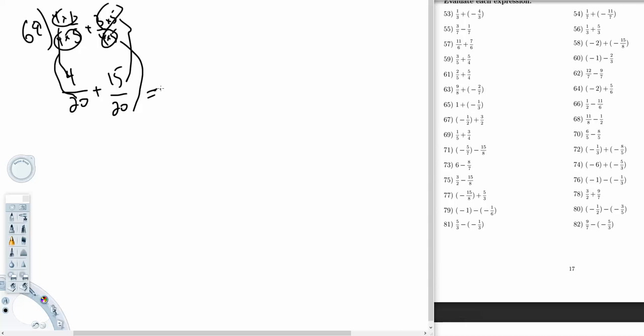Now equals, and anytime you're adding or subtracting, you carry over the denominator and you add the numerators. Here in this case it's an addition sign, two positive numbers, so it's 19 over 20. Number 70 now.